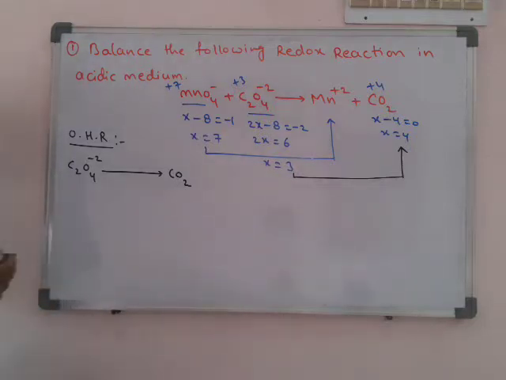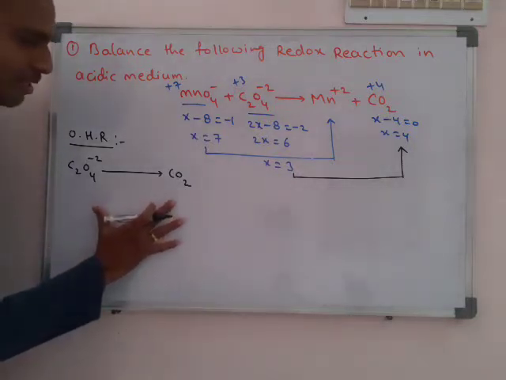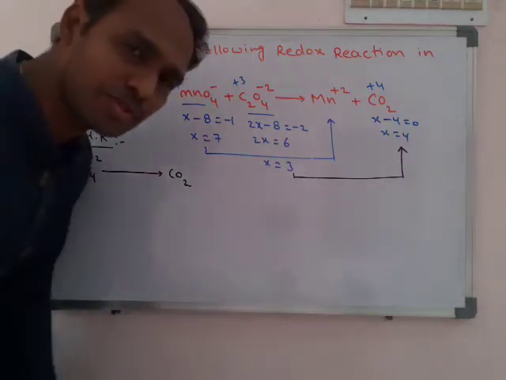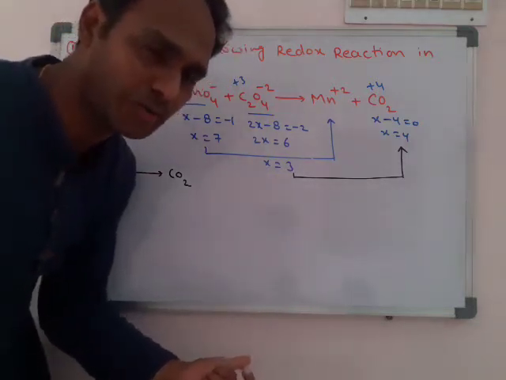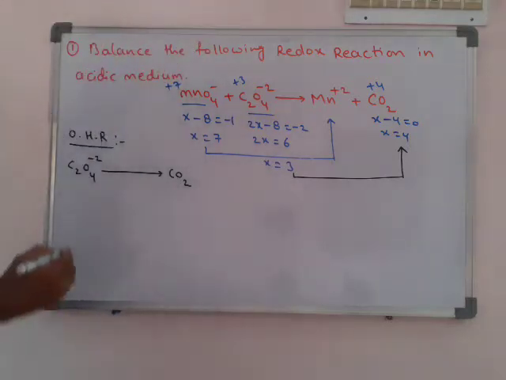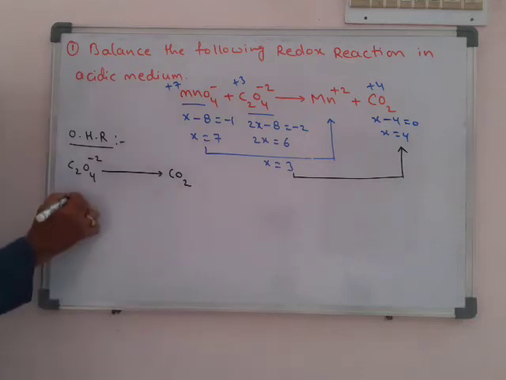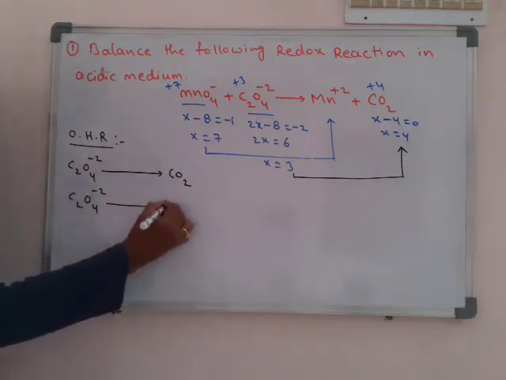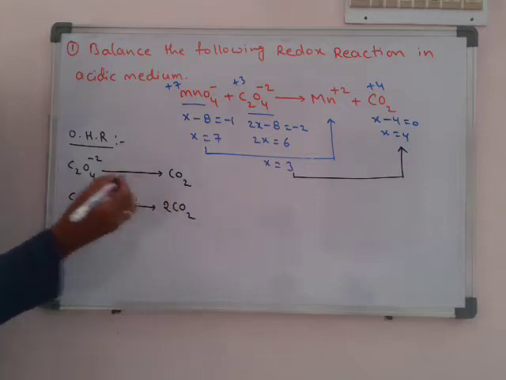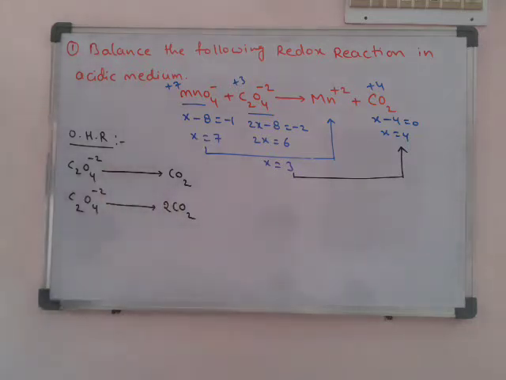Now balance it. First we have to balance, whether acid medium or basic medium. The atoms other than oxygen and hydrogen, the remaining elements, have to be balanced. Here 2 carbons, here 1 carbon. So in this first step we are just balancing carbons. So 2 carbons, make it 2. Okay, 2 carbons. Next balance the oxygens.